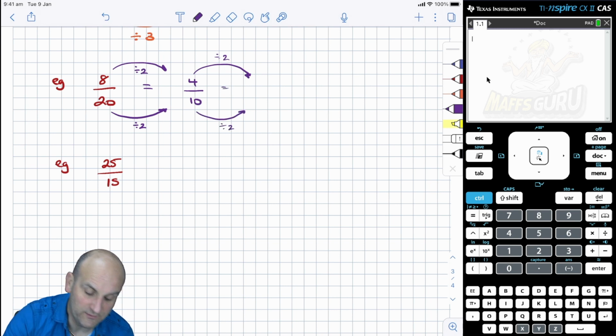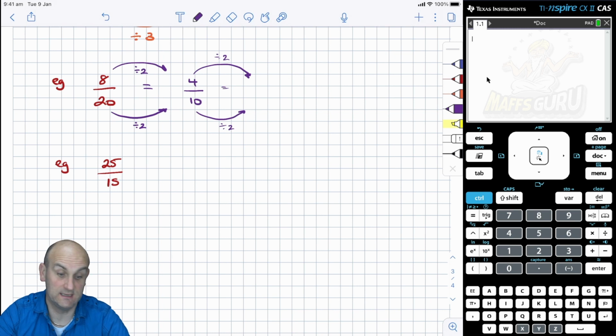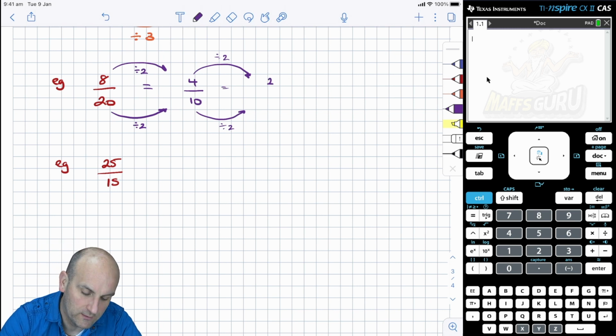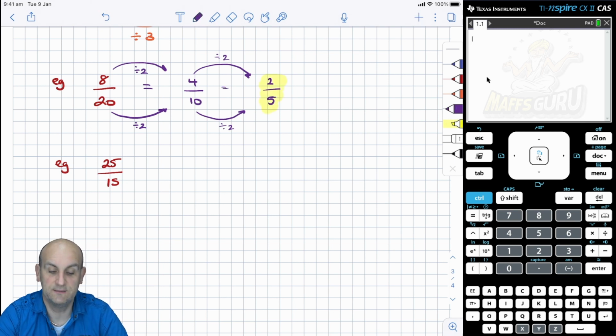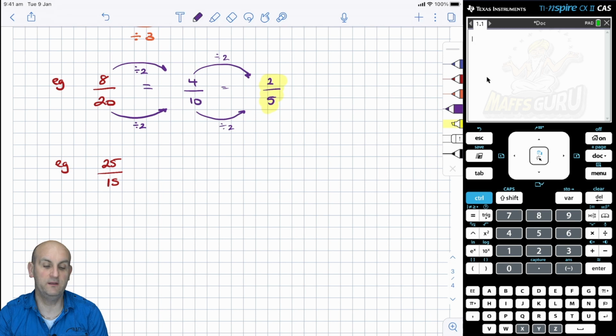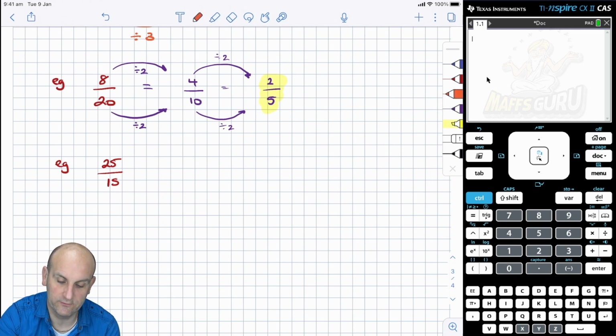Now you're going to turn around and say, do I have to keep doing this? Well, I always tell my kids to keep doing this. 4 divided by 2 is 2. 10 divided by 2 is 5. Can I go any lower? Nope. And ladies and gentlemen, there is my simplest form. 2 out of 5. Yeah. The only thing I could divide both of those by would be 1, and that would be completely pointless.